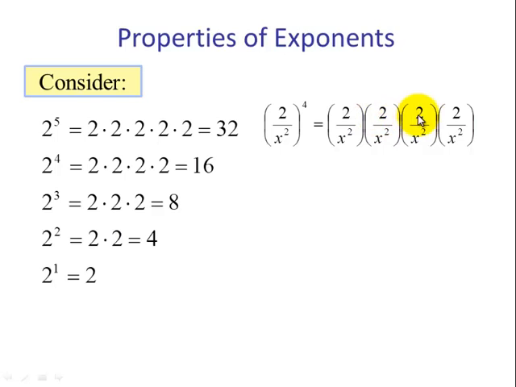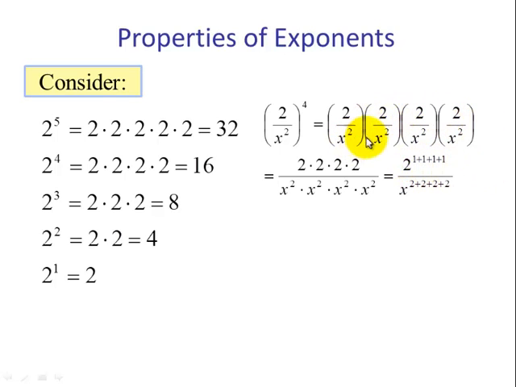So this will be 2 times 2 times 2 times 2, which is 2 to the 4th. And then we have x squared times x squared times x squared times x squared. Because all these are the same base, we have x raised to the 2 plus 2 plus 2 plus 2, which gives us 16 divided by x to the 8th.